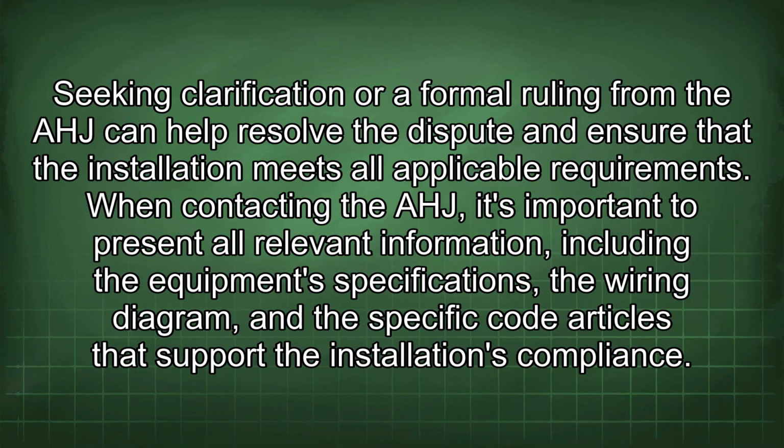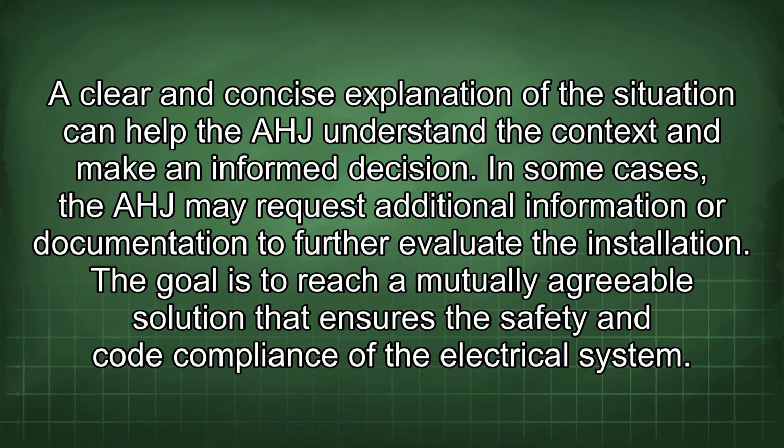When contacting the AHJ, it's important to present all relevant information, including the equipment specifications, the wiring diagram, and the specific code articles that support the installation's compliance. A clear and concise explanation of the situation can help the AHJ understand the context and make an informed decision. In some cases, the AHJ may request additional information or documentation to further evaluate the installation. The goal is to reach a mutually agreeable solution that ensures the safety and code compliance of the electrical system.